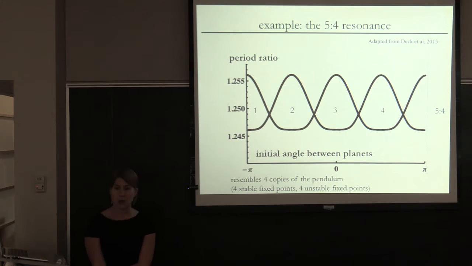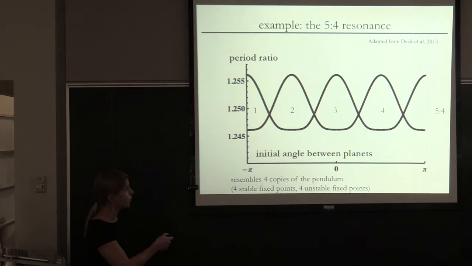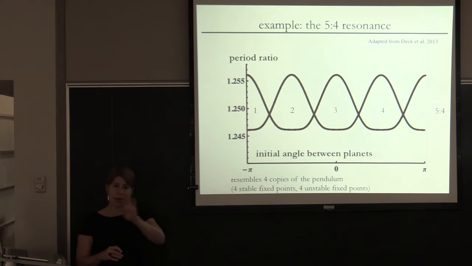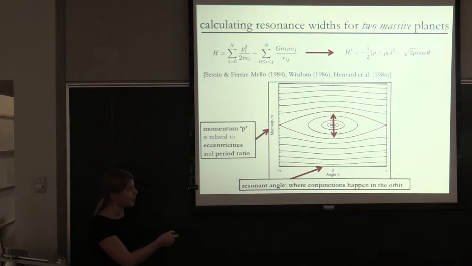Here now I'm showing the results of analytic calculations for the 5-4 resonance. This black curve is a separatrix for the 5-4 resonance as a function of period ratio and the initial angle between the planets. And this now is in the case of initially circular orbits. Underneath every one of these different numbers, there's a stable fixed point, so you can have oscillations about it. And then there's also these unstable fixed points. So what you can see is that this 5-4 resonance sort of looks like four copies of the pendulum all in a row. Because here there was a stable fixed point and then an unstable fixed point.